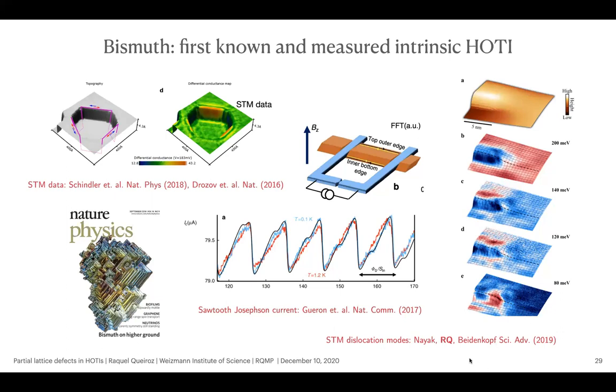And also in Chaim Bidenkopf's lab, we basically saw the same here, like a step edge in the surface of bismuth that ends in a screw dislocation. And he could see very nicely that there are some edge modes, some helical modes located in that step. And it's actually quite nice.